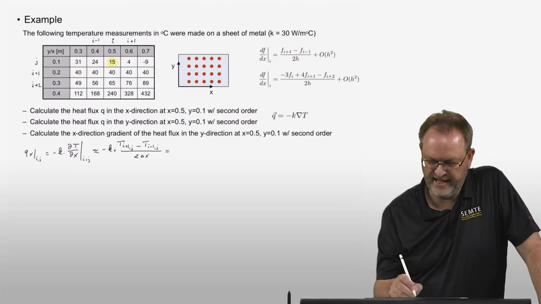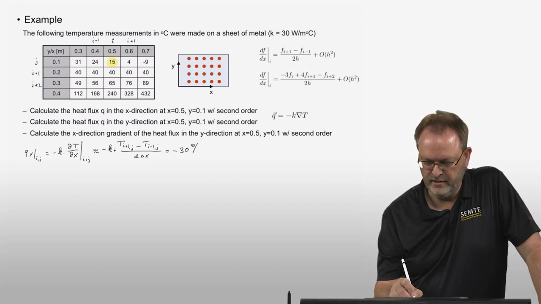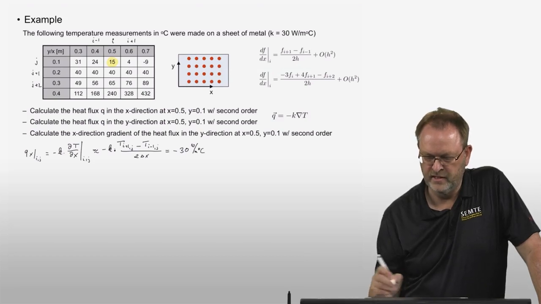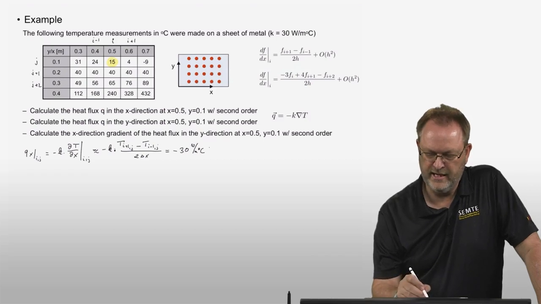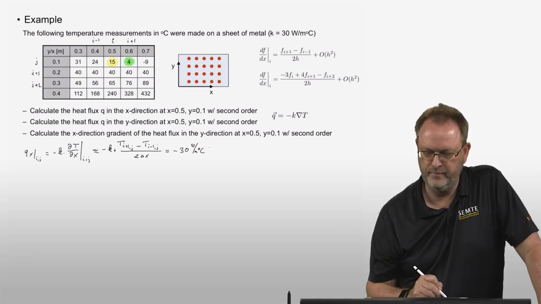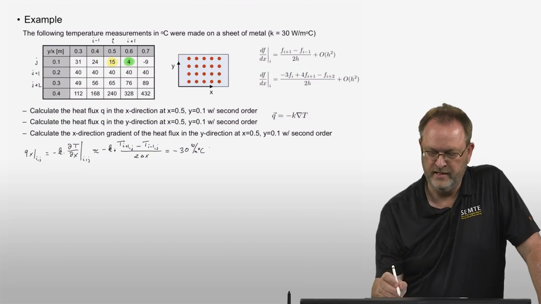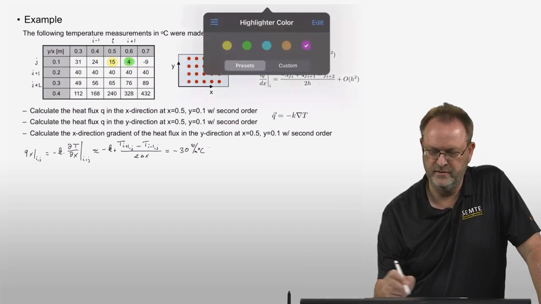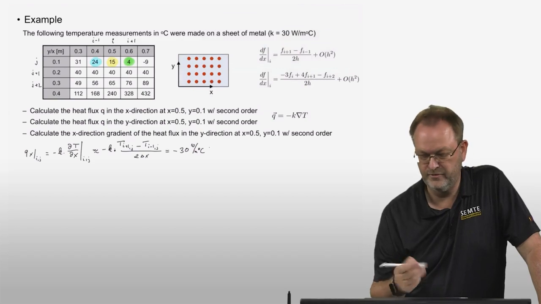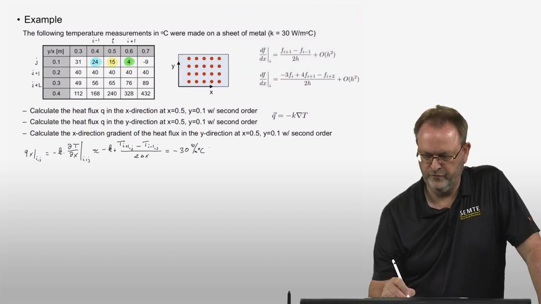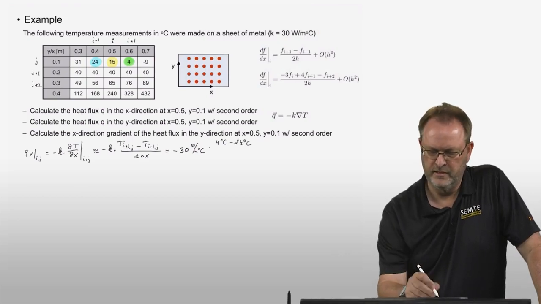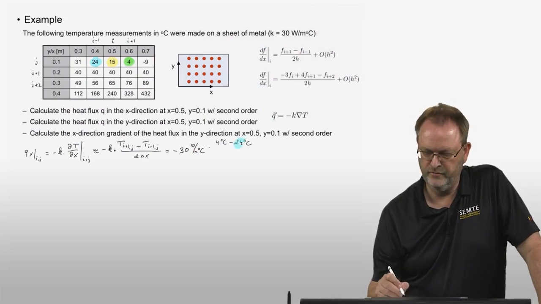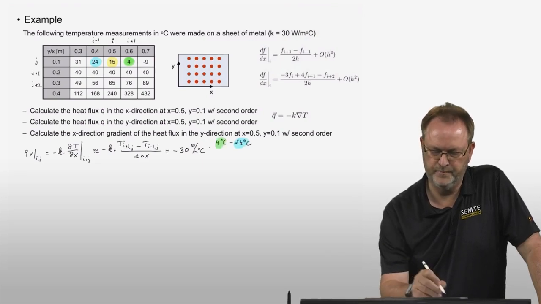Okay, let's substitute in the values. So minus k was 30 watts per meter degree Celsius times T at i plus 1. So i plus 1, that would be the neighboring point here, that's 4 degrees. And then I'm going to subtract from this i minus 1, j, which would be 24 degrees. So 4 degrees Celsius minus 24 degrees Celsius. As a reminder, this is the blue value that I've used. This is the green value.